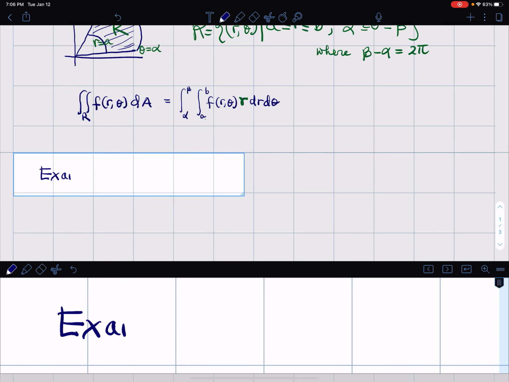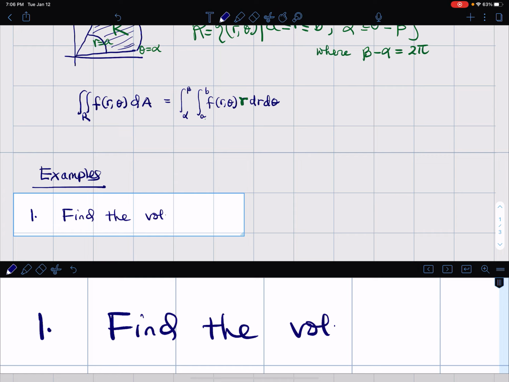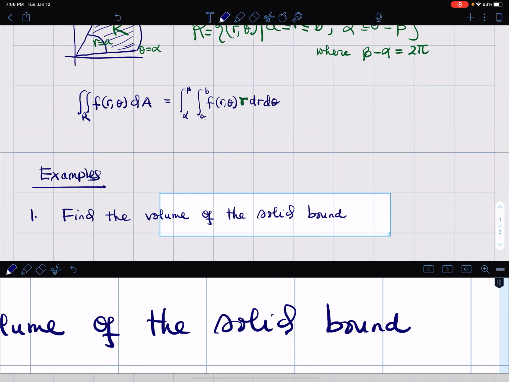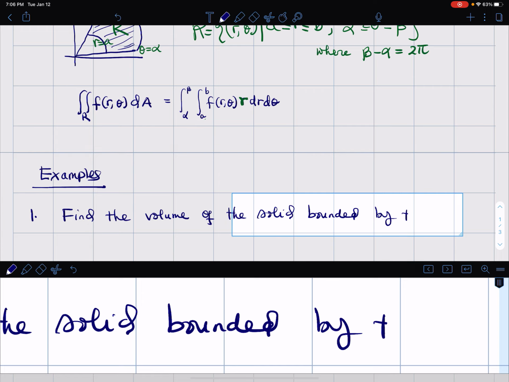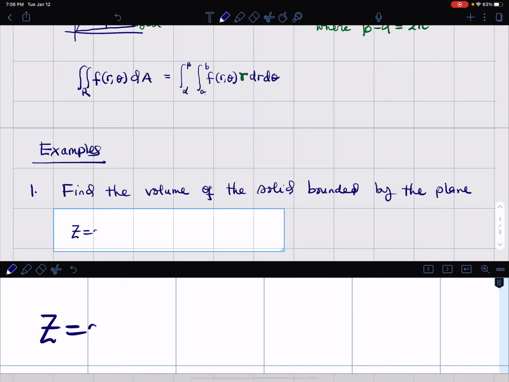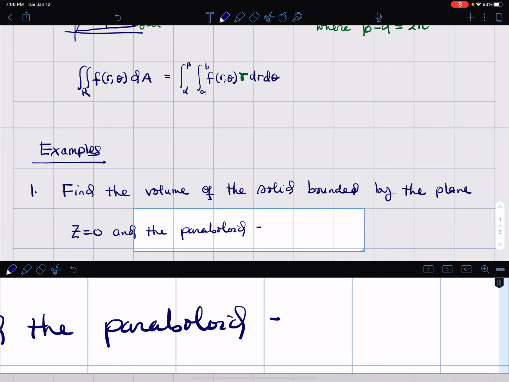Example, more examples. Let's find the volume of the solid bounded by the plane z equals 0 and the paraboloid z equals 1 minus x squared minus y squared.